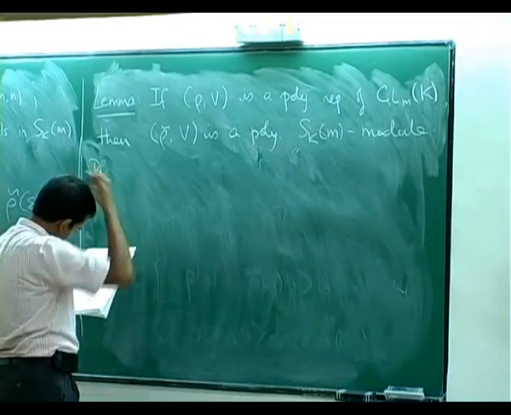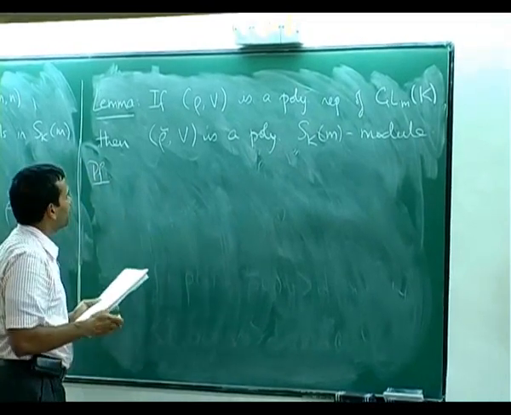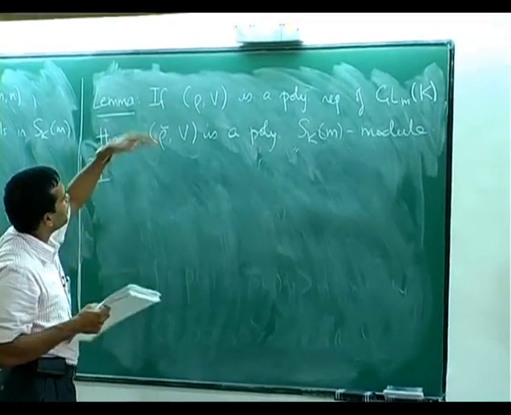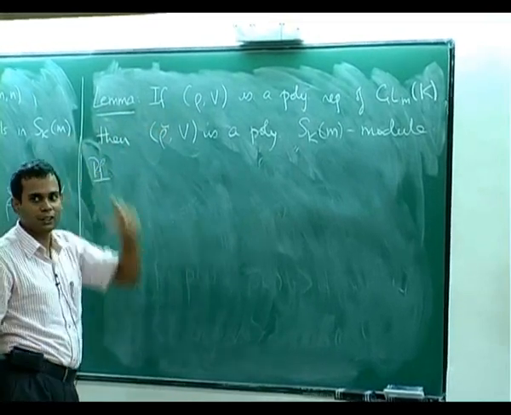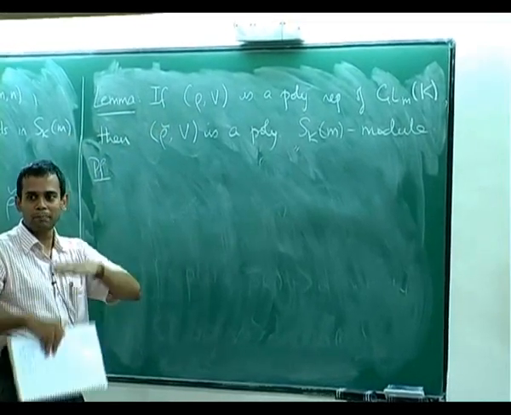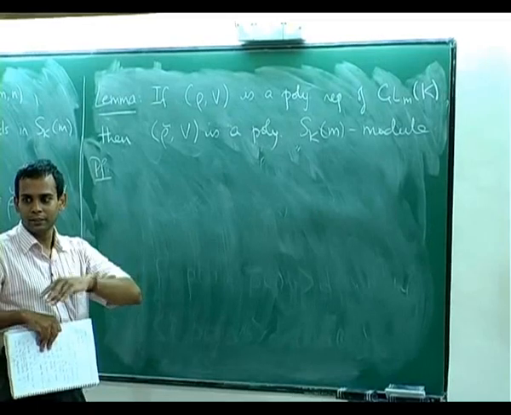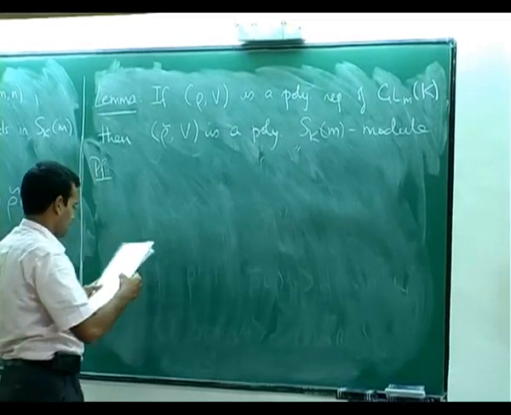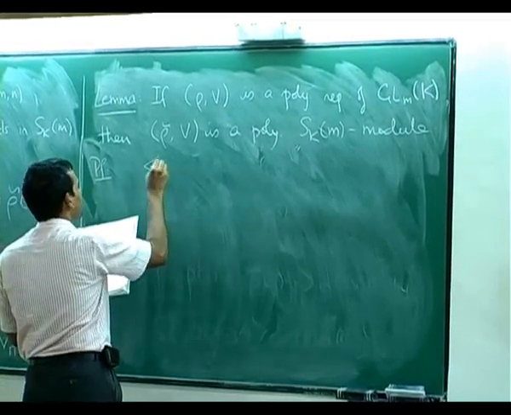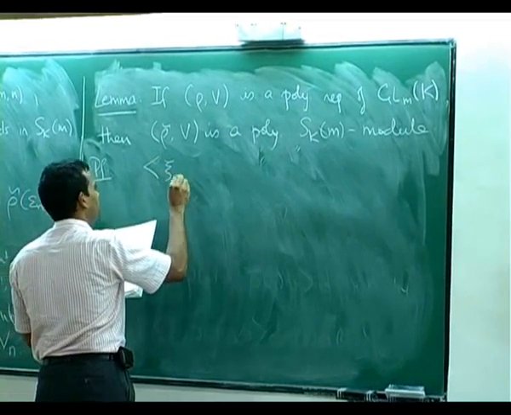And the proof is just a matter of breaking up. So we know that the matrix coefficients of V are polynomials. You can just break them up by degree, okay, so the homogeneous parts. But we need to do it in a sort of uniform way.